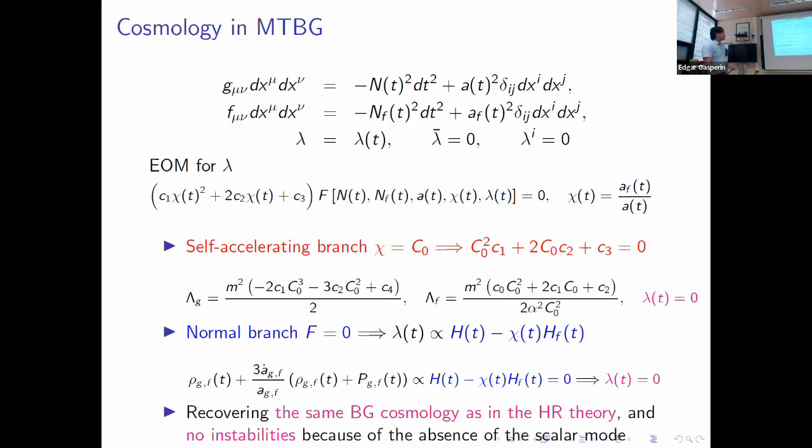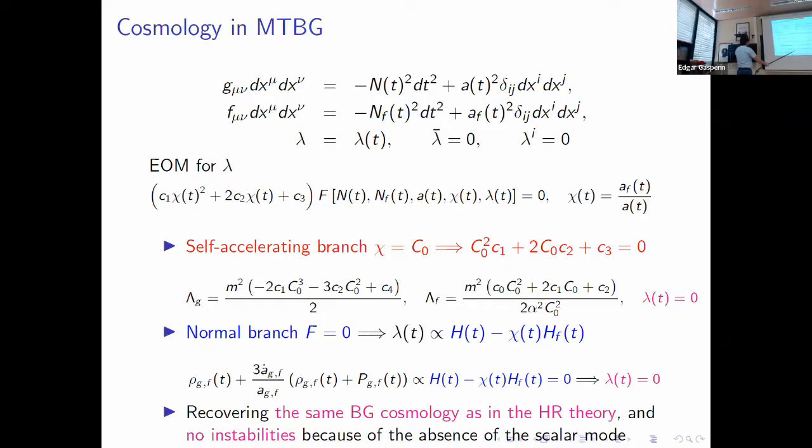What is capital lambda? The cosmological constant? Capital lambda is the effective cosmological constant, but this cosmological constant is not present in the action. You have two accelerations, two cosmological constants? Yes, in this case both planes accelerate. Lambda G accelerates one, and lambda G accelerates the other.